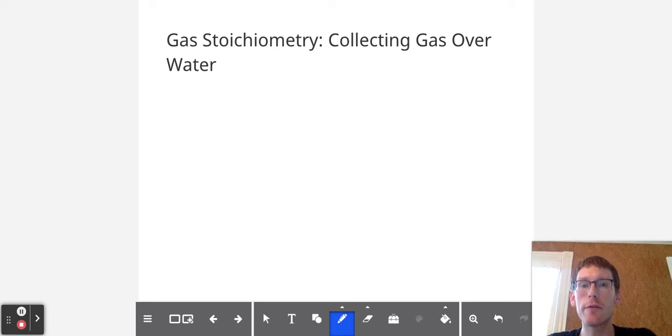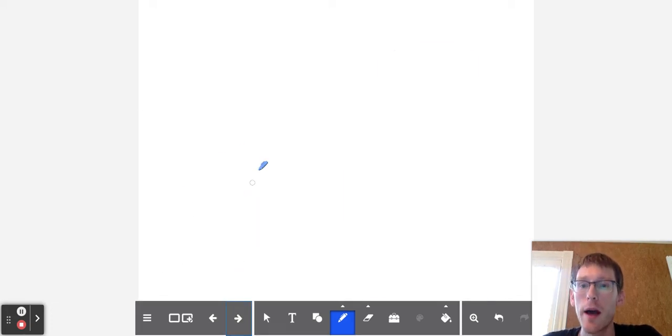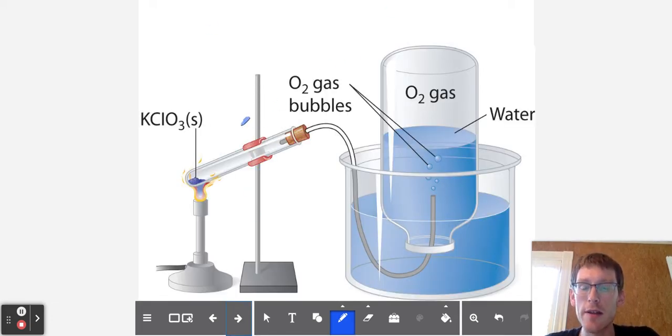In this video, we're going to apply Dalton's law of partial pressures to stoichiometry problems involving collecting gases over water. So what we're seeing here is an apparatus that's pretty common in the chemistry lab. We have some potassium chlorate and it's being heated, and when it decomposes, it forms oxygen gas. And that oxygen gas goes up the test tube and down here, and it eventually bubbles up into a container.